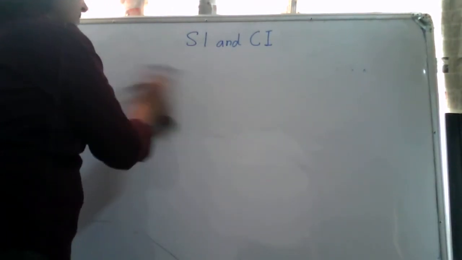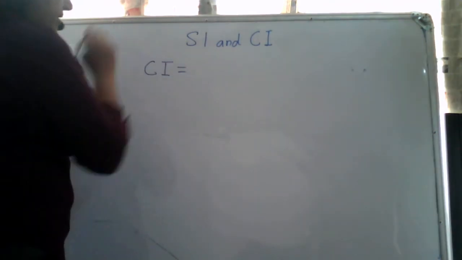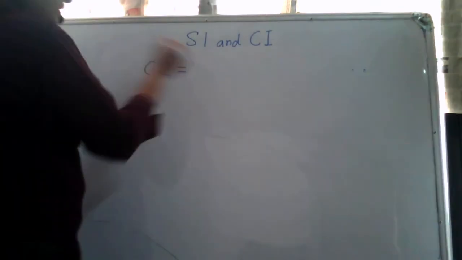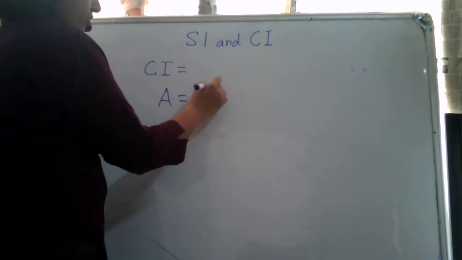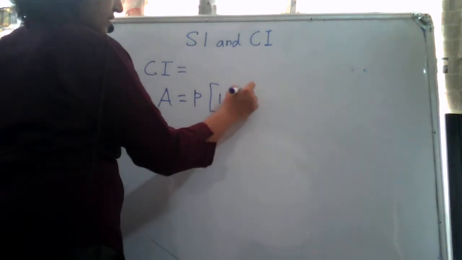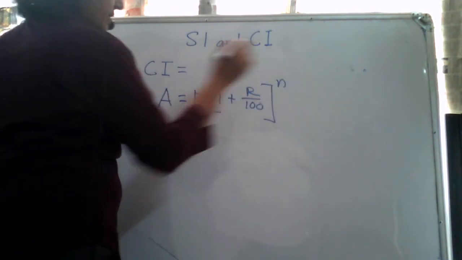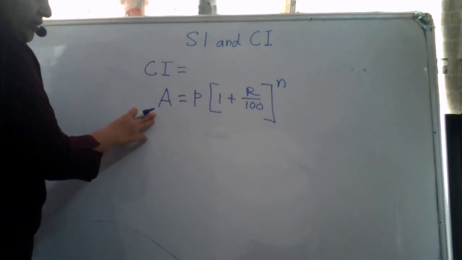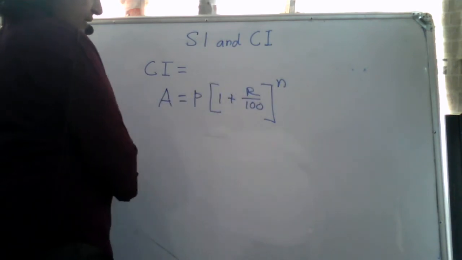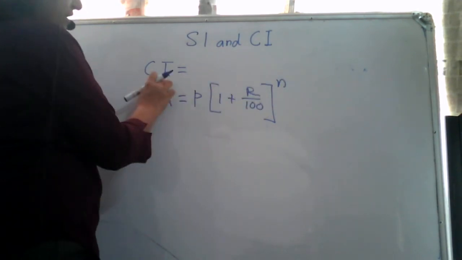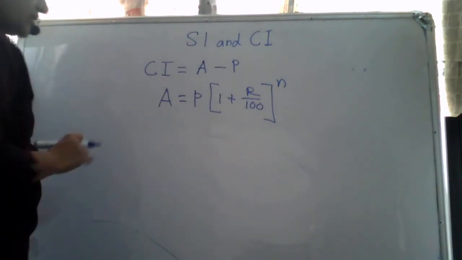Now here, if we take up CI, that is compound interest. Compound interest we'll write later, but for amount we have a formula: P into bracket 1 plus R upon 100 to the power n. Now if A means what? It is amount. Amount is equal to principal into bracket 1 plus R upon 100 to the power n. Now using this formula itself CI is found. How? That is A minus P is going to be CI.